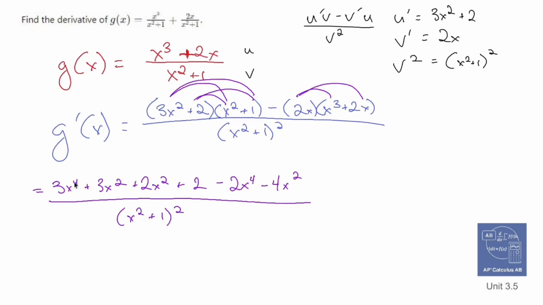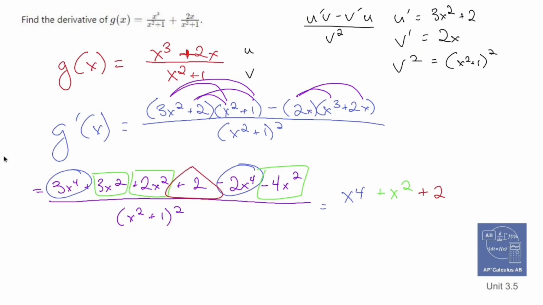All right. You guys combine to make x to the fourth. You guys combine to make 1x squared. And you guys are 2. Yeah, so it was a waste. Oh well. I had fun doing it though.